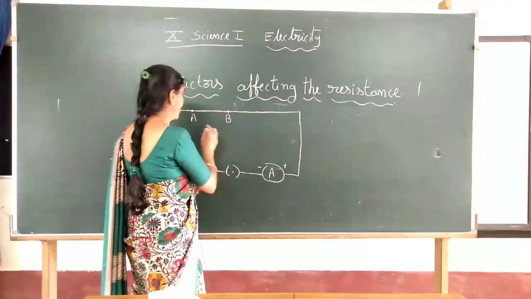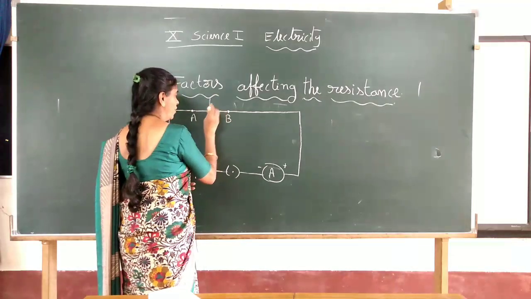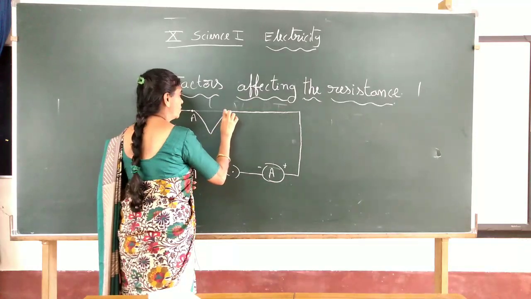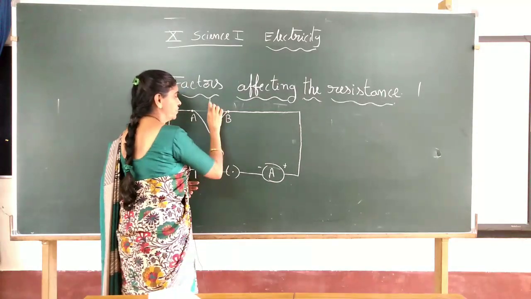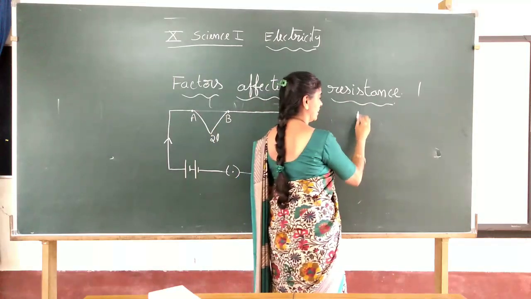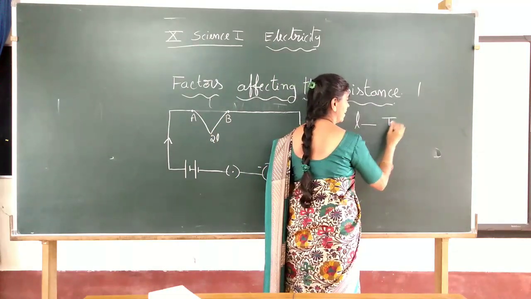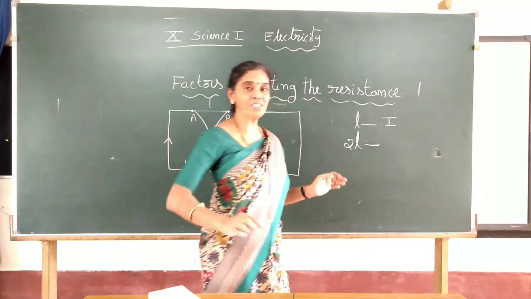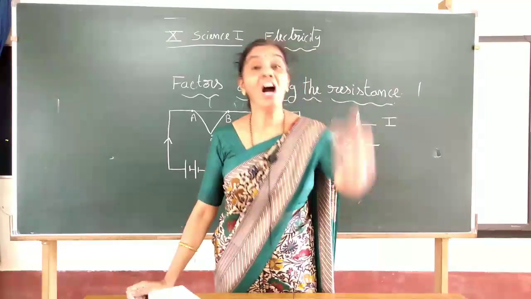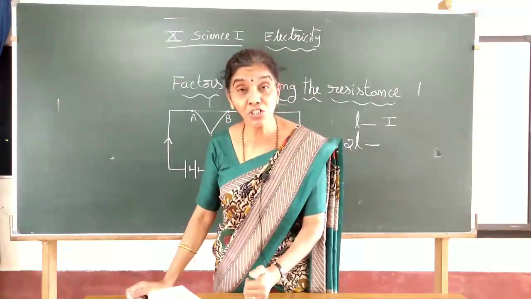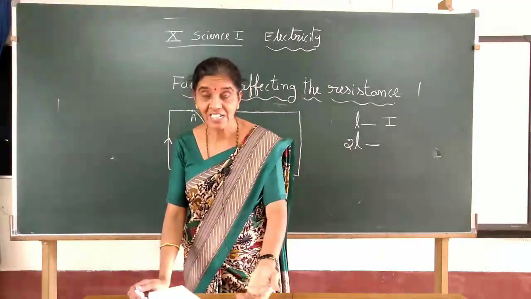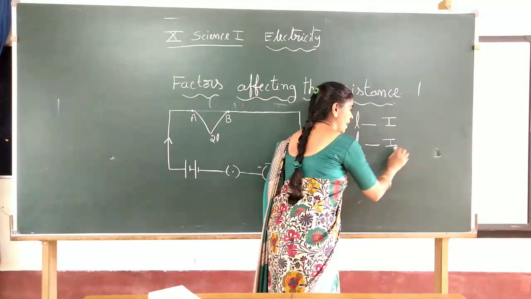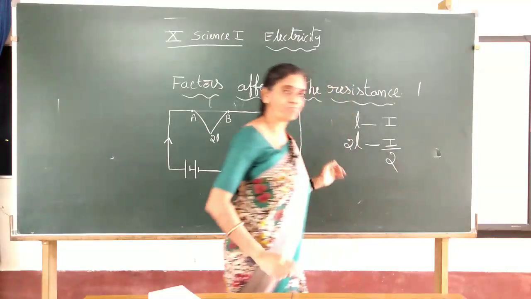So first you have taken length L, now you have changed this into 2L. You do it. First you take the length L and measure the current I, then take 2L, double the length. It is found that the current reduced to half. When the length is increased, the current decreased, and we got the measurement: it is I by 2.